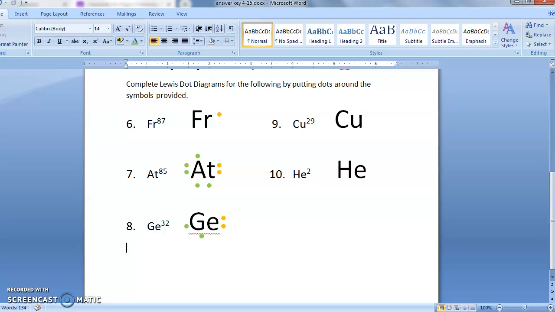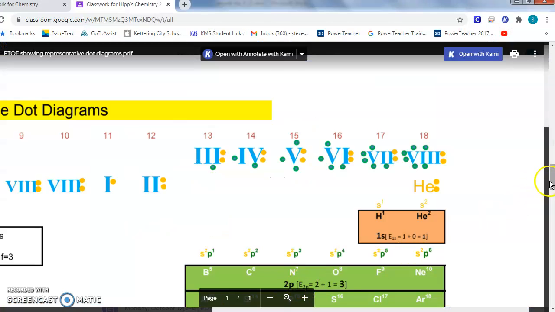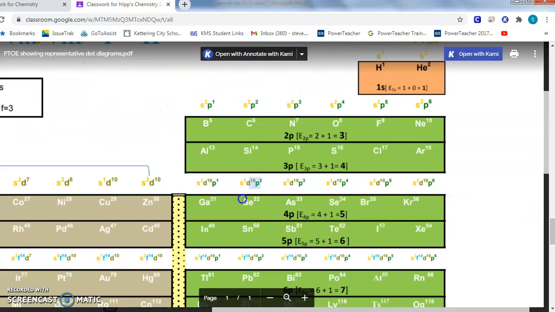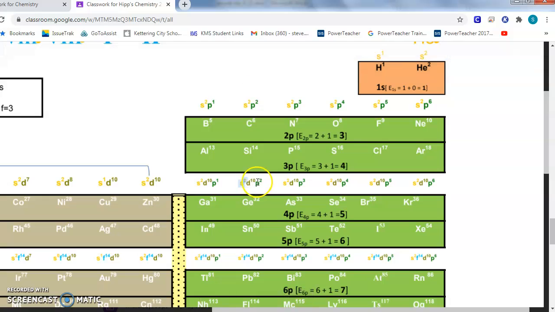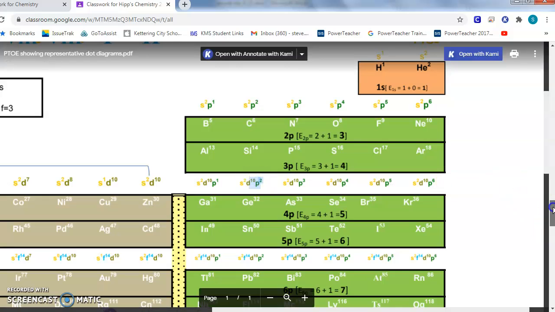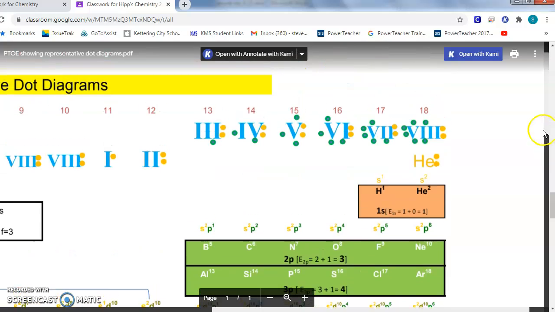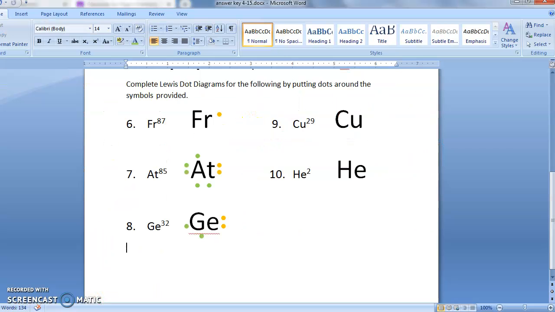Let's double check once again to be sure I did that right. Here's germanium. Right down here is germanium. 2 in the S, 2 in the P, for a total of 4 valence electrons, looking just like this one here. The next one that we are doing, copper.